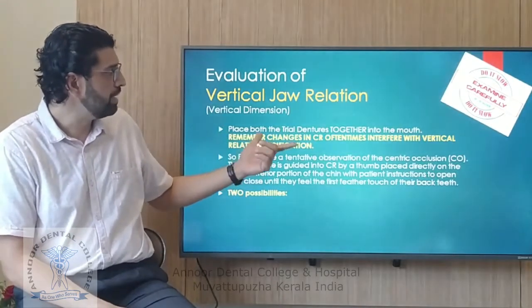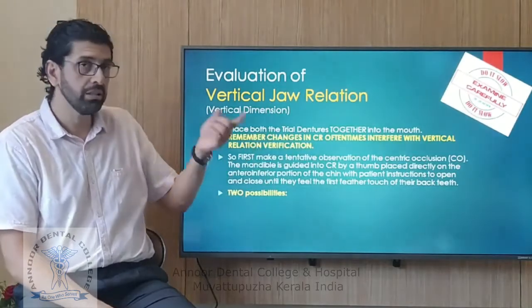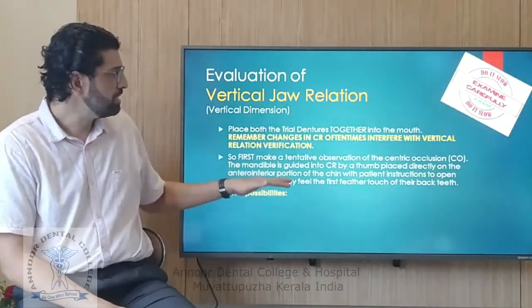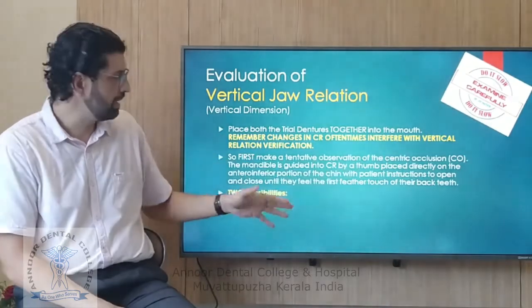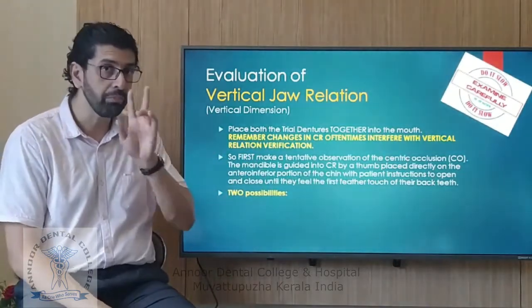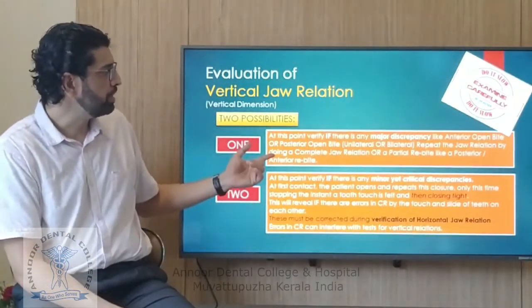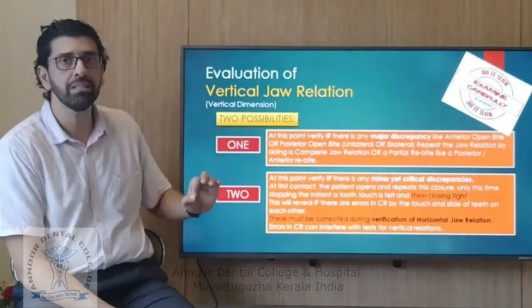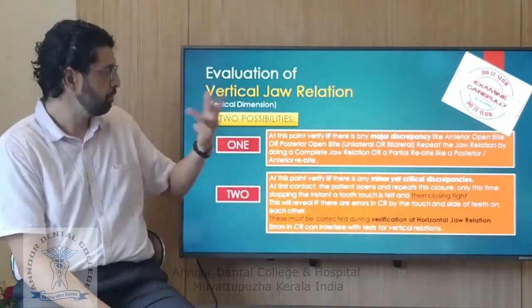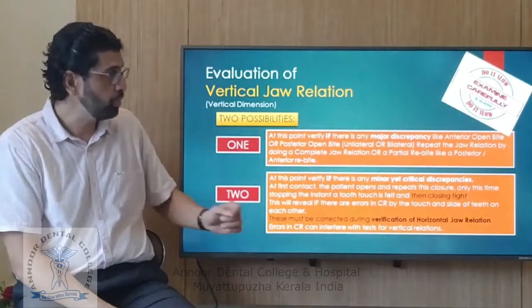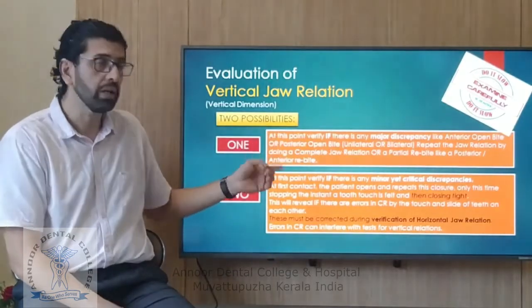So place the trial dentures together in the mouth. Remember, changes in the centric relation can often interfere with this. Ask the patient to move to centric like I told you, and there can be two possibilities. The first possibility: at this point, verify if there's any major discrepancy like an anterior open bite or a posterior open bite, unilateral or bilateral. If so, repeat the jaw relation by doing a complete jaw relation.